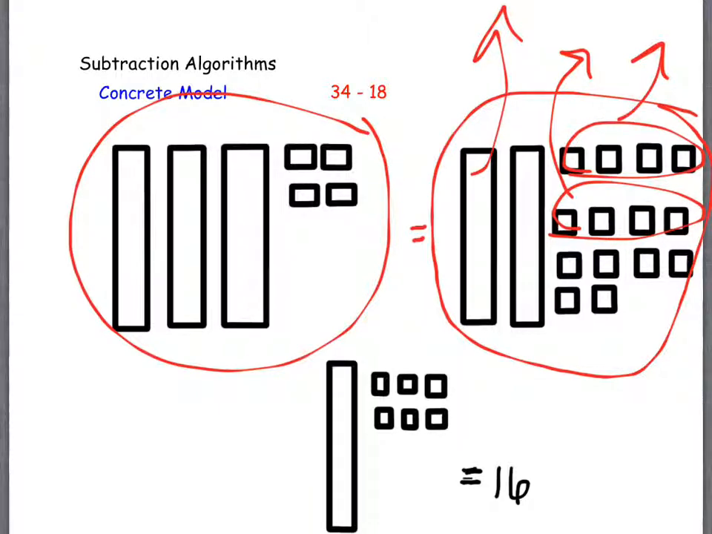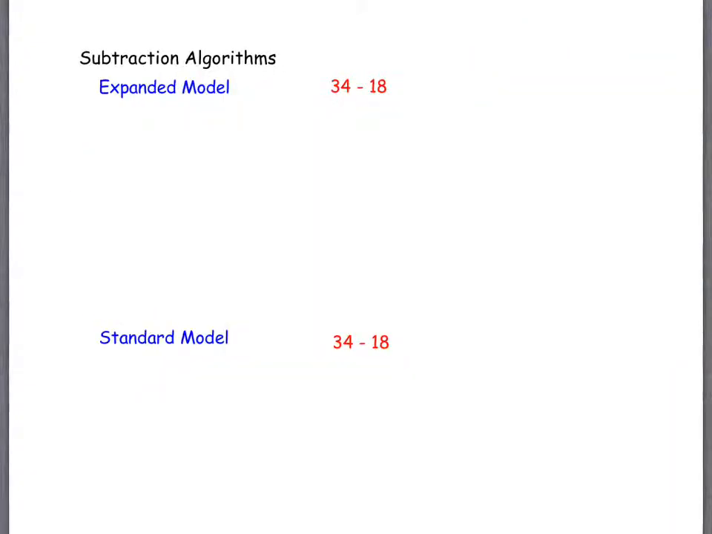Again, from a concrete model, hands-on perspective, something we don't want to do forever, but when we're first learning addition and subtraction, it's really handy to talk about it. And in fact, it's really handy when you start taking a look at what we do when we do something called borrowing in the standard model. So we'll come back to this idea of what we just did in that concrete model when we do the standard model. When we talk about the expanded model, we saw the expanded model a little bit ago with addition. Works very much the same way here for subtraction.